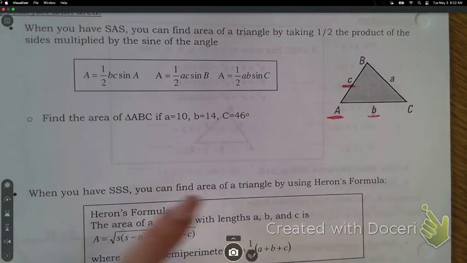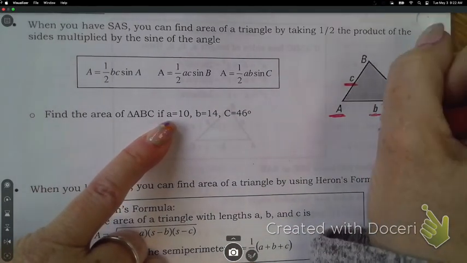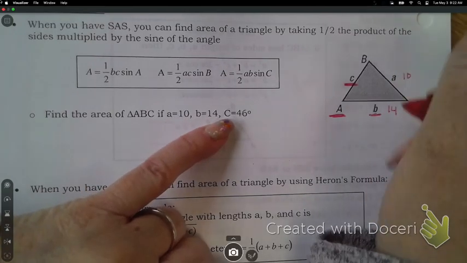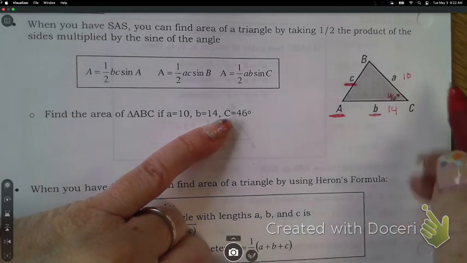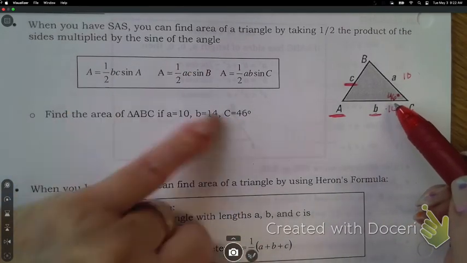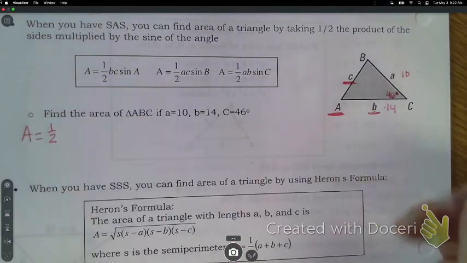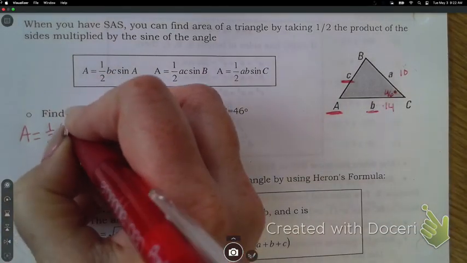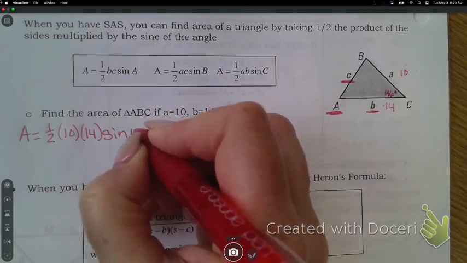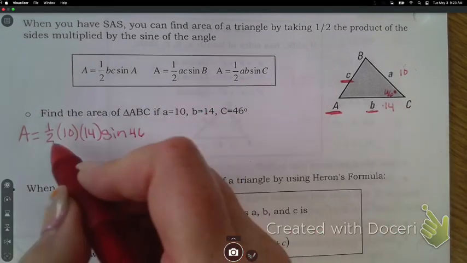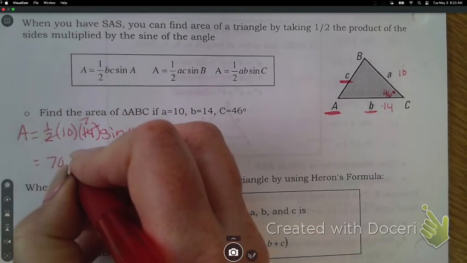Find the area of ABC if A is 10, B is 14, and C is 46 degrees. Do I have the information I need to use this formula? Yes. So area equals 1/2 times the two sides, 10 times 14, sine of 46. So plug that in. Half of 14 is 7, and 7 times 10 is 70, so 70 sine of 46.